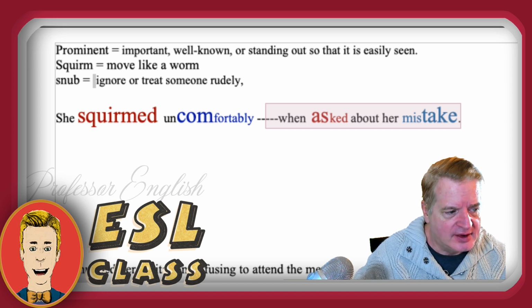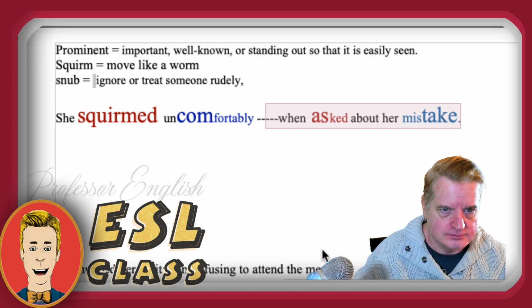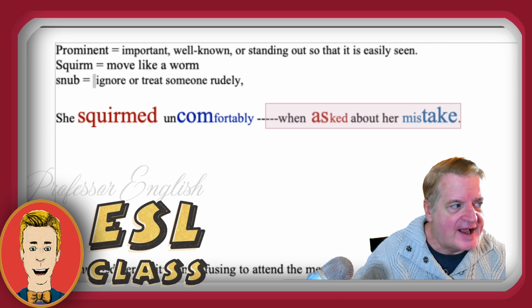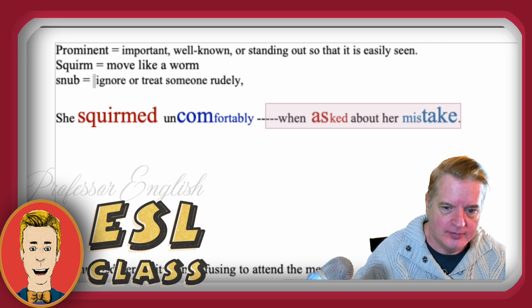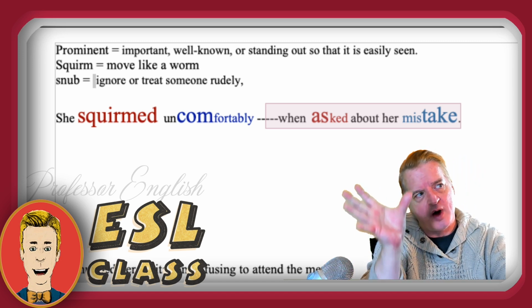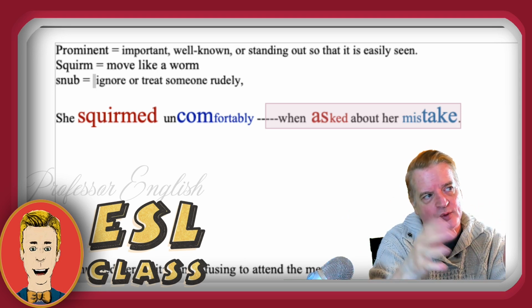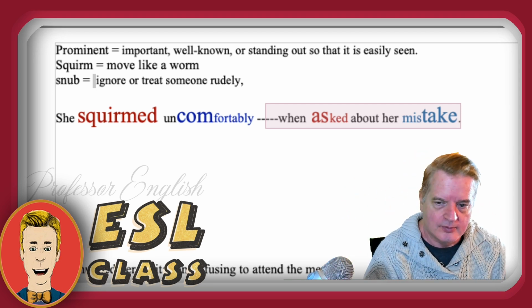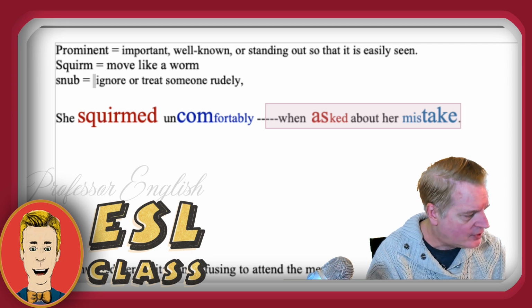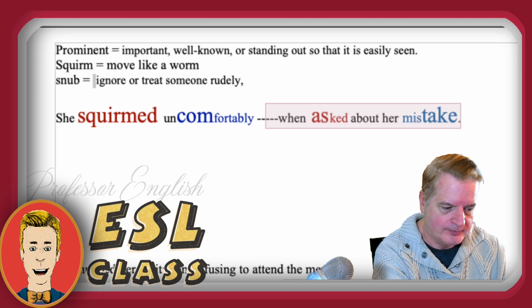Why? Okay. So how should you say the word why? Why did she? Why did she squirm? There are two important words: why and squirm. And did she is not so important. Why did she squirm uncomfortably?